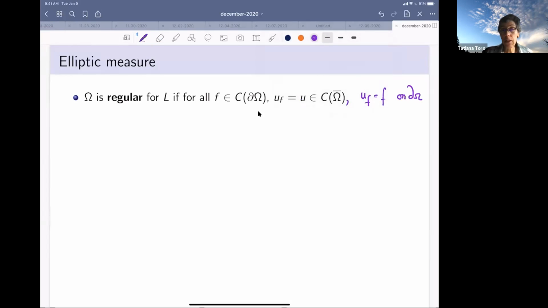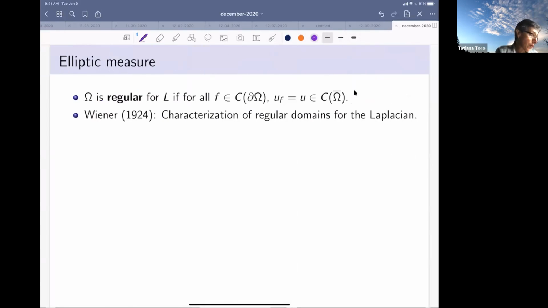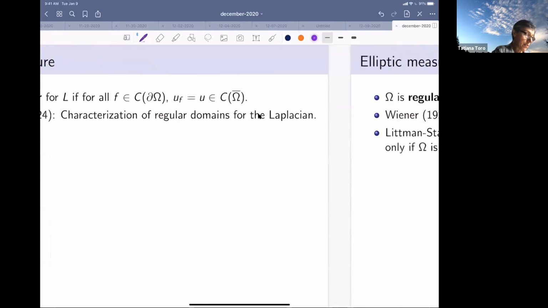So we say that it's regular if we manage to do this. We're not asking how. How do you know whether a domain is regular? So this is a property of the domain. Wiener in 1924 gave a characterization of regular domains for the Laplacian. It's a characterization in terms of the capacity. It's an incredible characterization because it tells you a point. You have the equality that you want at a point if and only if a condition holds, but it's not a condition that's very easy to check. But nevertheless, it's a characterization.